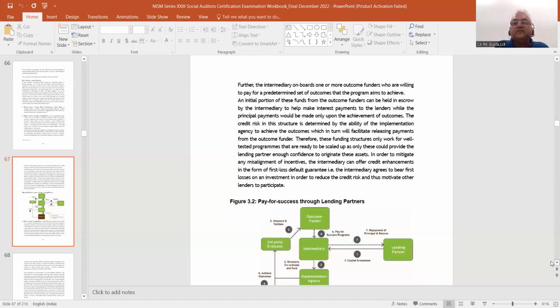So this is the basic idea. An initial portion of these funds from the outcome funders can be held in escrow by the intermediary to help make interest payments to the lenders. Suppose the lenders are banks; they intend to lend to the NPOs, but they are not lending for free, so they may require interest payments also. So these intermediaries will hold the amount in an escrow account and make interest payments out of that, while the principal payments would be made only upon the achievement of outcomes.